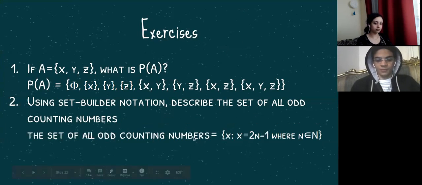Okay, so the set of all odd counting numbers would be x such that x equals 2n minus 1, where n belongs to N. So this would represent the set of all odd counting numbers in the notation.